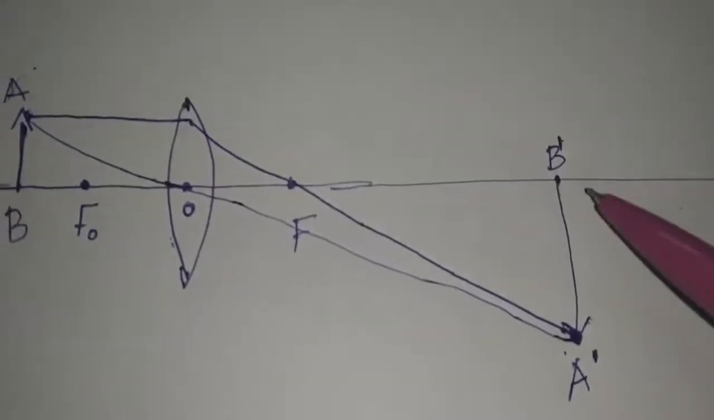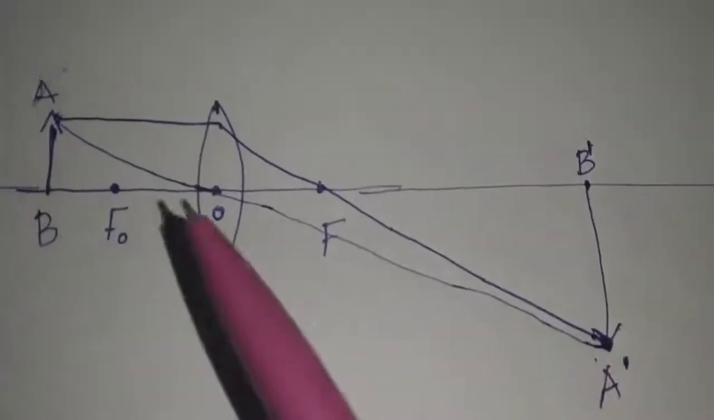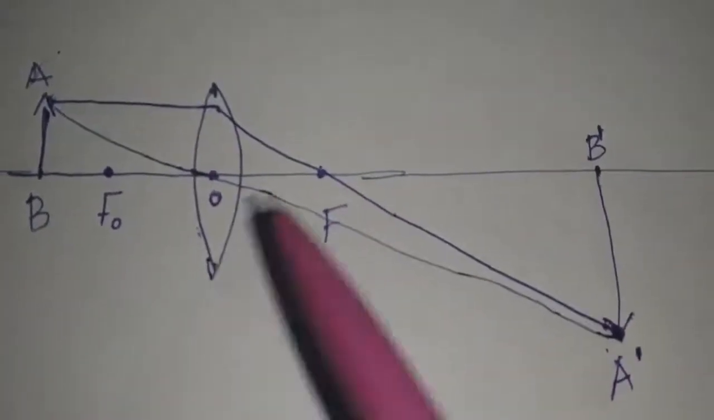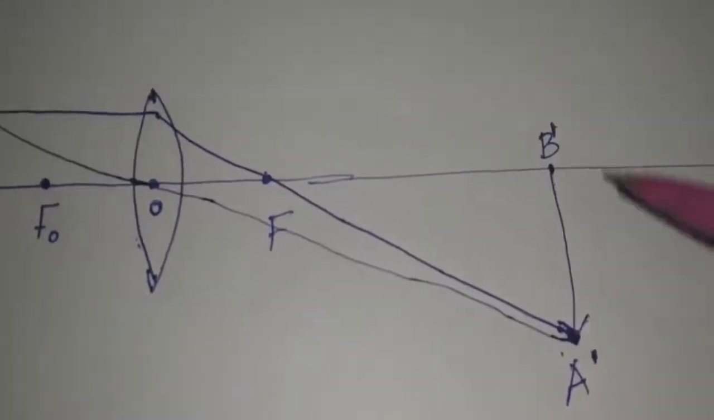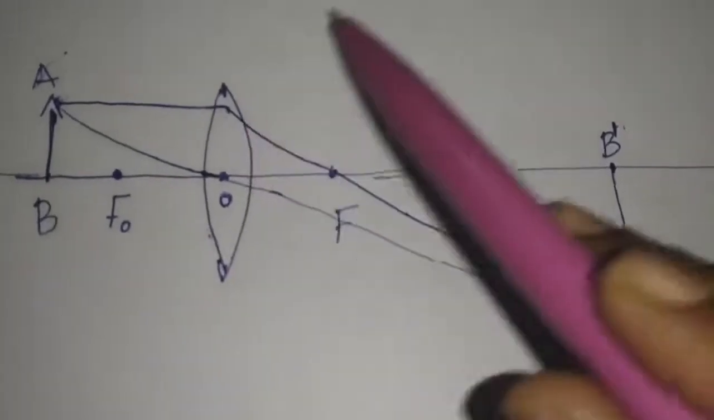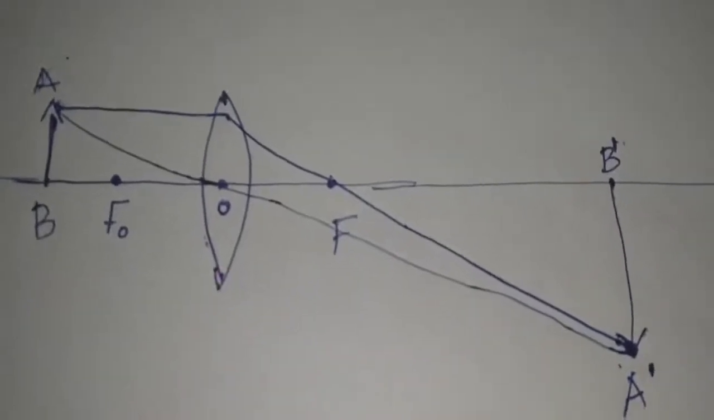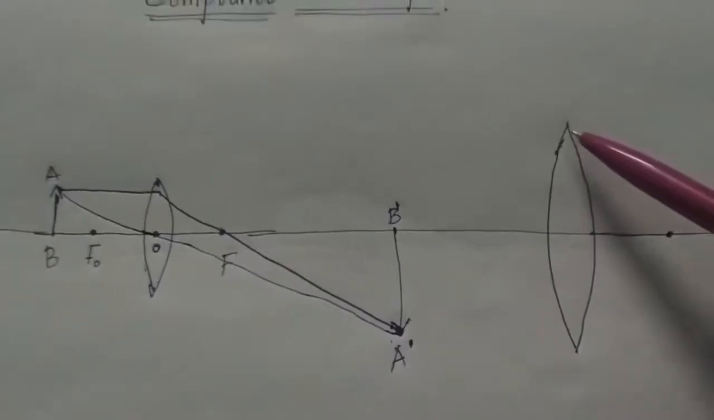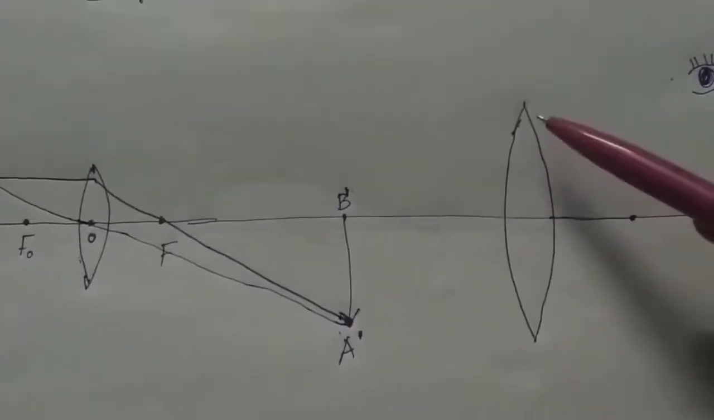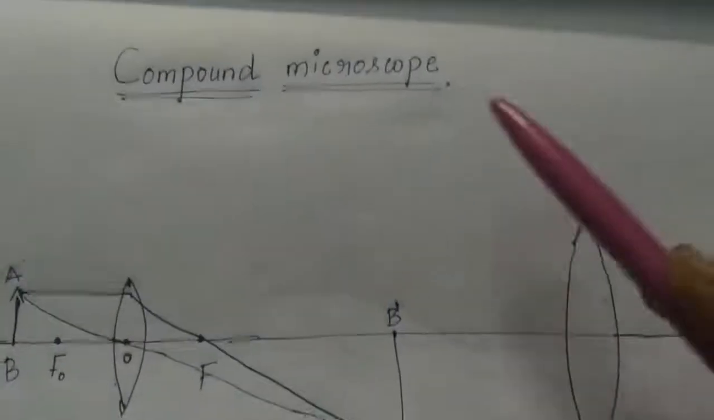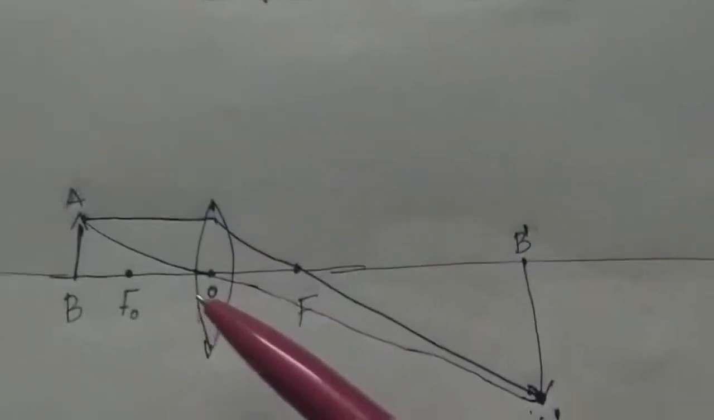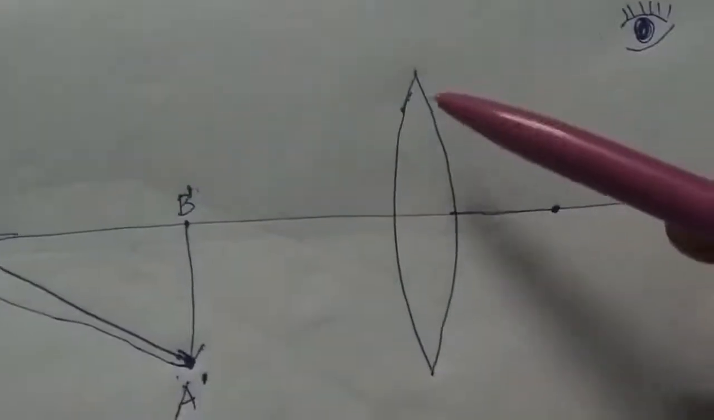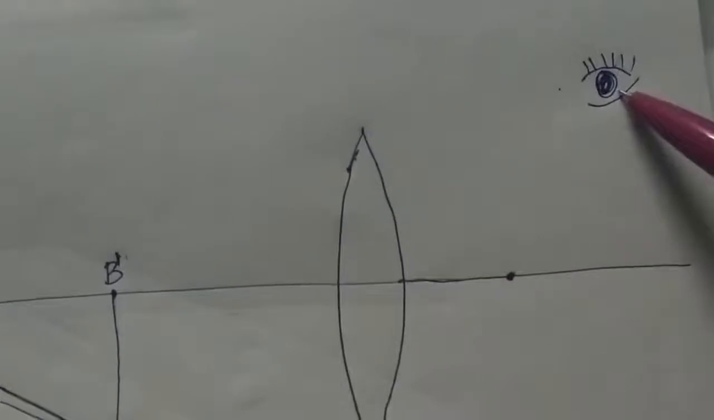Students, very important, the image will be formed on the other side of the objective lens. So this is the objective lens. The image A dash, B dash will form on the other side of the objective lens. Students, now I am going to draw another lens which is known as the eye lens. So you know that compound microscope consists of two lenses. One is known as the objective lens, which is placed near the object, and another one is the eye lens, which is placed near the eye.